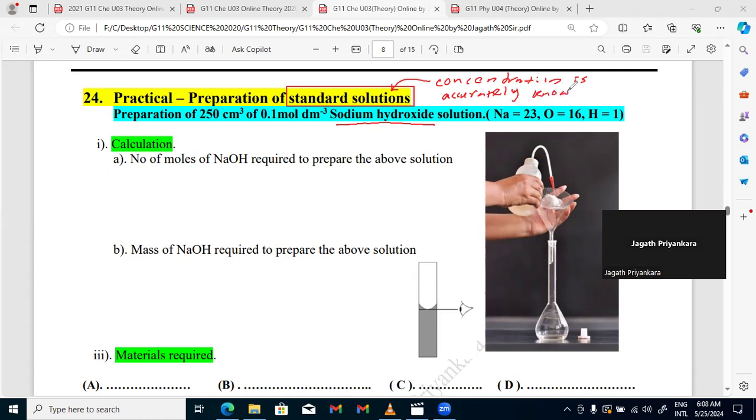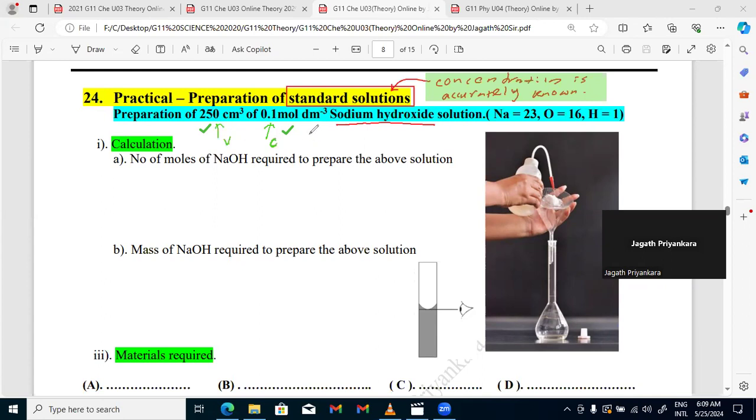If you know the concentration accurately, we call it what solution? A standard solution. So what is the accurately known concentration we require here? That is 0.1, and the volume is 250. So the concentration is accurately known, this much, and the volume is 250.